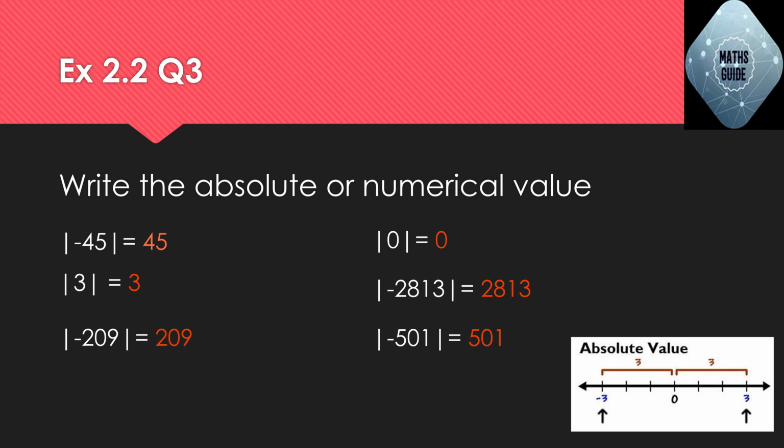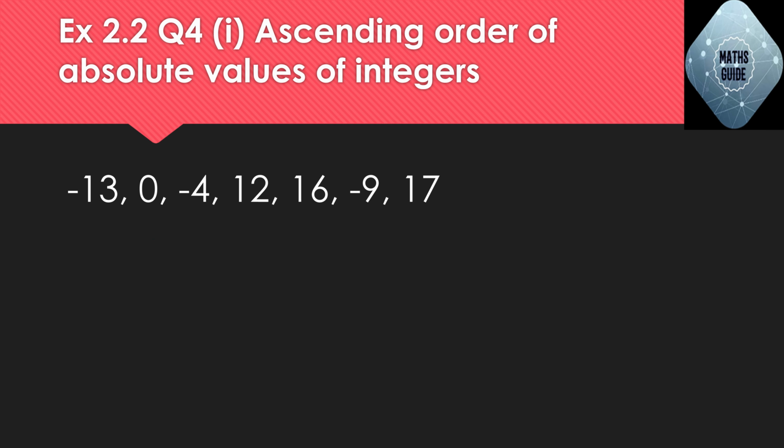The next number is 3, putting the vertical lines and then writing the numerical value, that is 3. Negative 209, putting the vertical lines, and the absolute value will be 209. The absolute value of 0 is 0. The numerical value of 2830 with a negative sign will be positive 2830, and the numerical value of negative 501 will be positive 501.